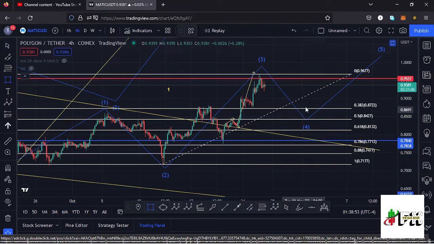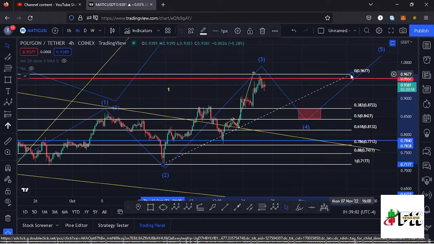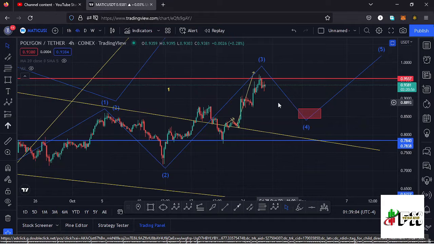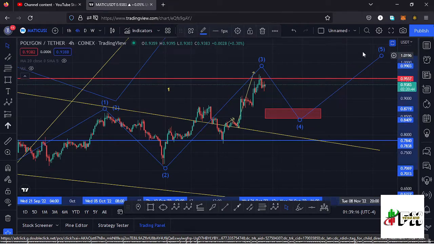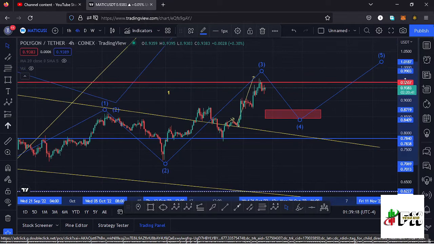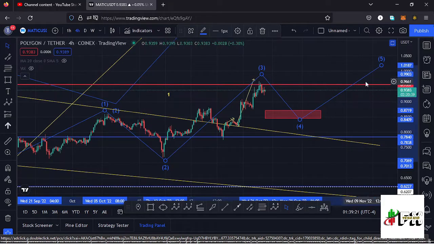And if I mark that target area here on the charts, I can mark it like that, and that target area lies between the $0.87 mark and the $0.84 mark. So there is a possibility we might see a bit of a pullback here on the Polygon Matic chart to get us into this target area between the $0.87 mark and the $0.84 mark in the formation of a wave 4, then continue pushing higher in the formation of a wave 5 to complete that higher Elliott wave count 1.